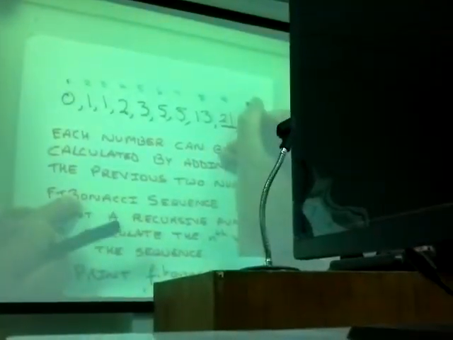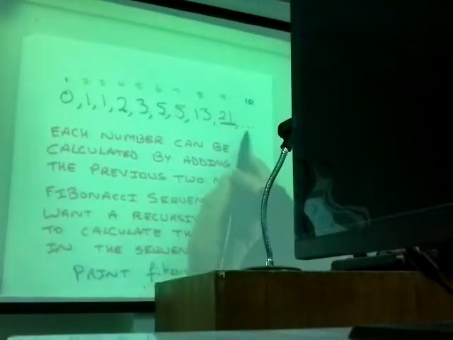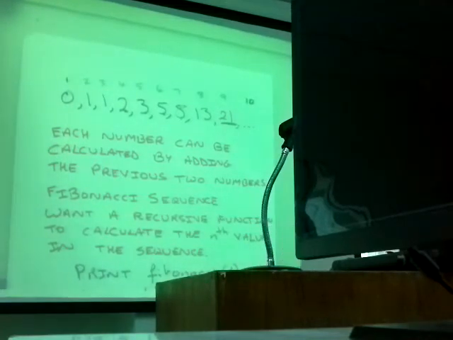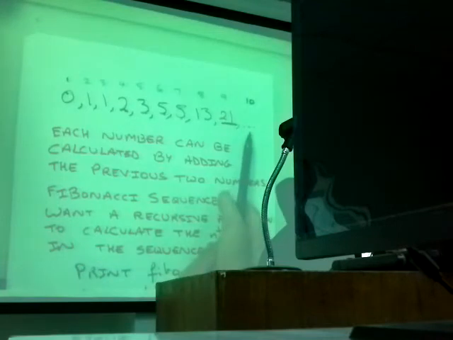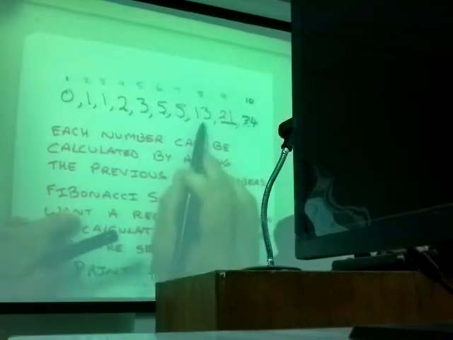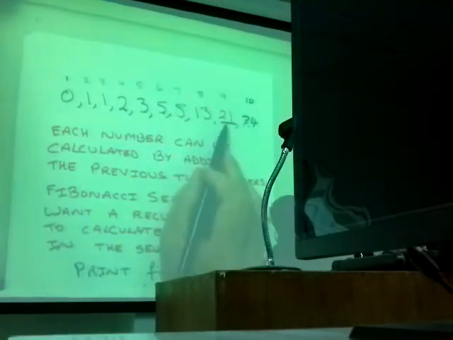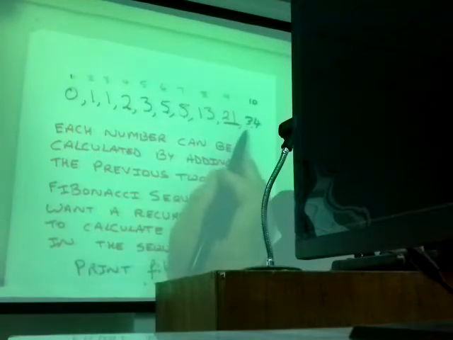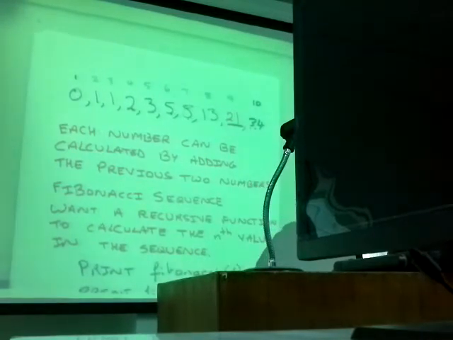So what would term number 10 be? What is term number 10 in this sequence? 34. Very good. So 13 plus 21 is 34. So we could go on and on and on forevermore.